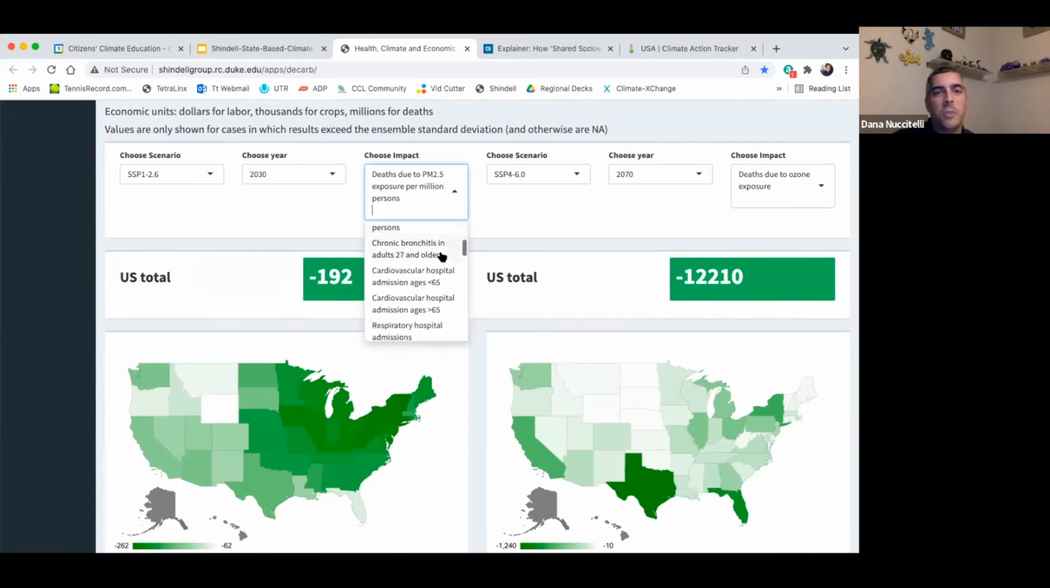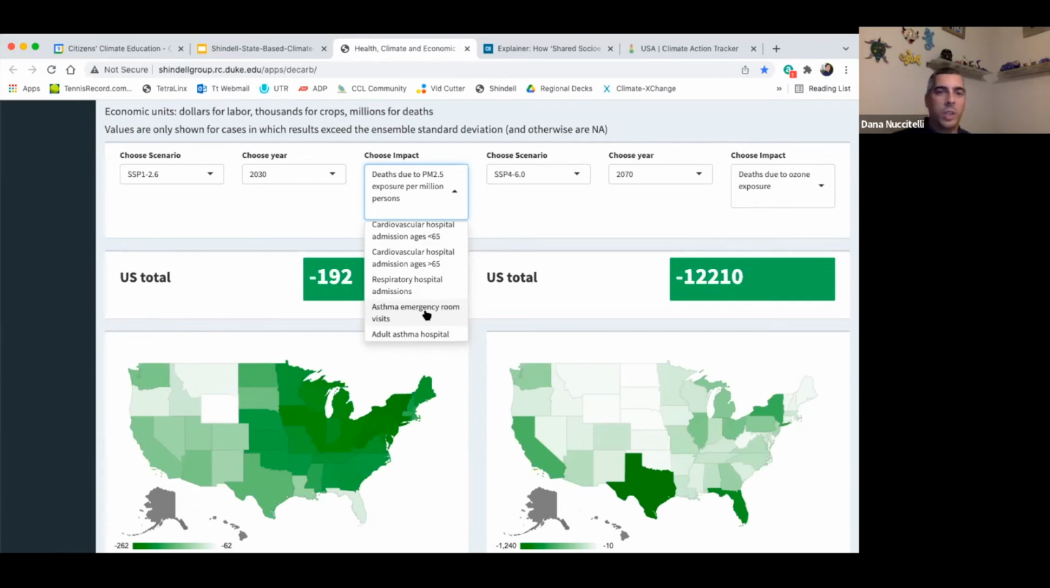There are also some other specific health impacts, like avoiding bronchitis in adults, avoiding cardiovascular hospital admissions for adults or for seniors, things like that, and avoiding asthma emergency room visits, but these tend to be smaller numbers. So if I'm giving a presentation, I want to show the biggest impacts.